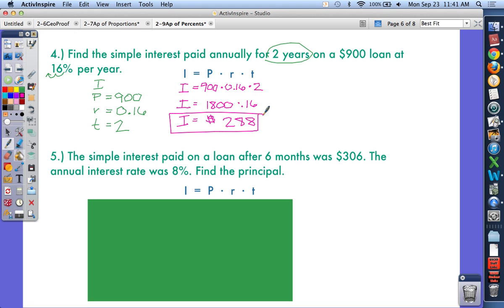For number 5, then, I want you to try this one. This one's going to be a little different. You may not be solving for the same thing. But pause, try it, then press play.